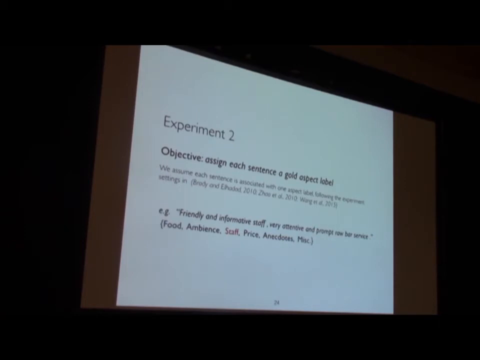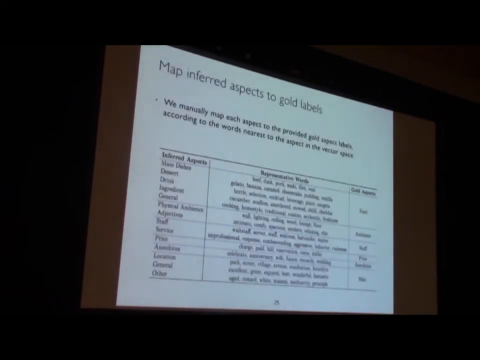Because our model is unsupervised, to do this, first we have to manually map each of the inferred aspects to a gold aspect label. This table here presents all inferred aspects discovered by our model on the restaurant corpus, where the number of aspects is set to 14. As you can see, compared with the gold labels, the inferred aspects are more fine-grained. So in this case, we have to map multiple inferred aspects to the same gold label.